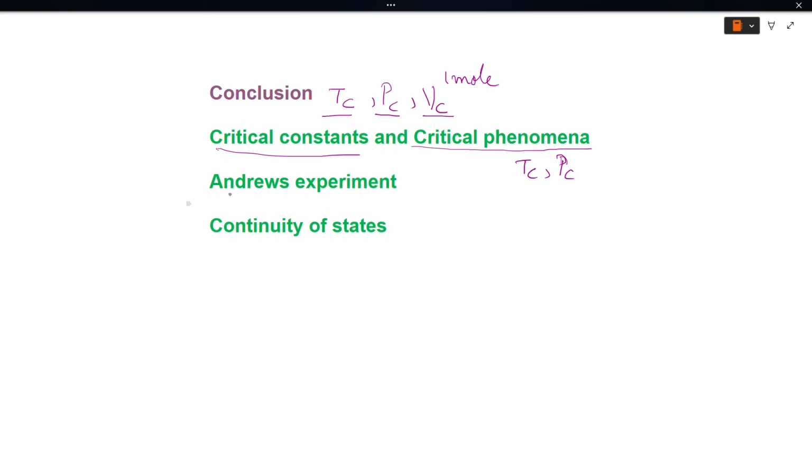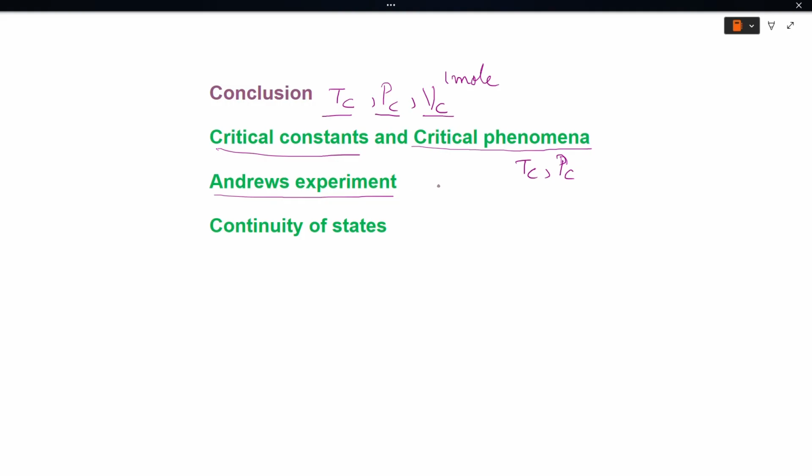Next, we have seen Andrews' experiment, who proved that any gas can be liquefied provided that the gas is brought to a temperature known as the critical temperature, or any temperature below the critical temperature. Any gas can be liquefied, and there are no such things as permanent gases.